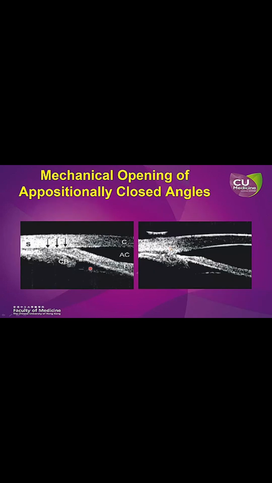Now, on the left-hand side here, you see an eye with plateau iris syndrome in which there's a very prominent and anteriorly rotated ciliary body, which pushes the peripheral iris towards the inner surface of the cornea and thereby closes the drainage angle. After applying the laser peripheral iridoplasty, you can see an immediate thinning of the iris stroma, widening of the drainage angle, and the appositionally closed angle is once again reopened.